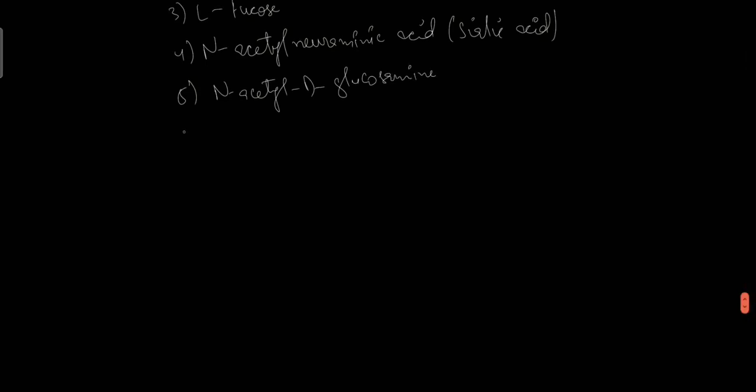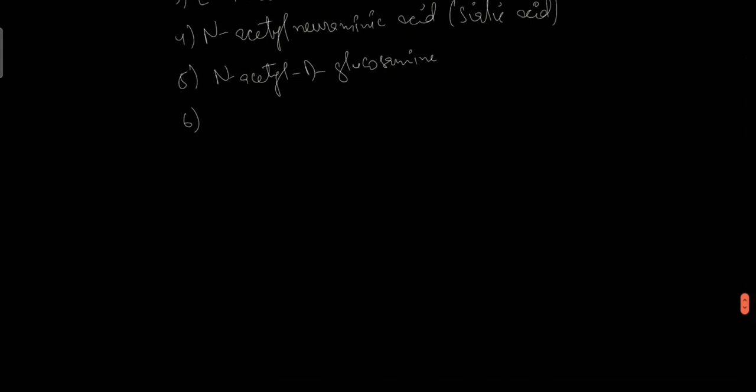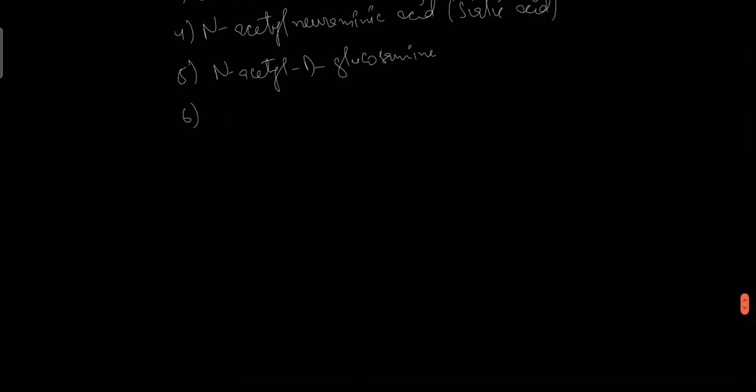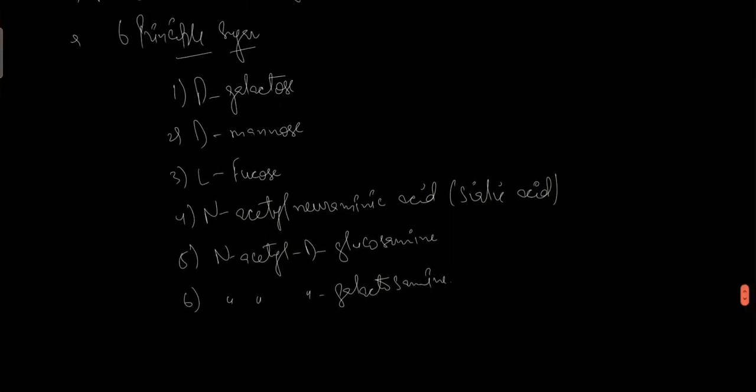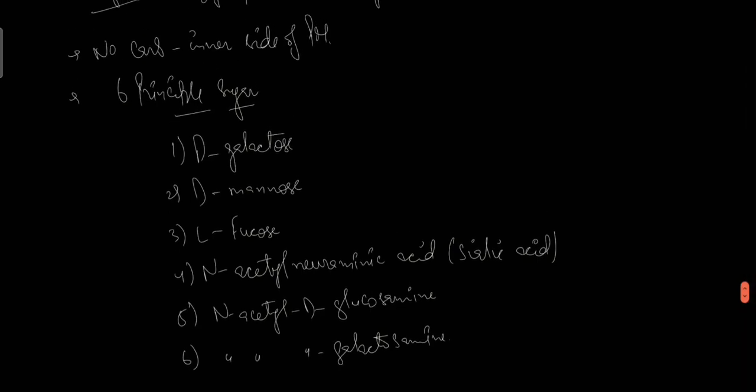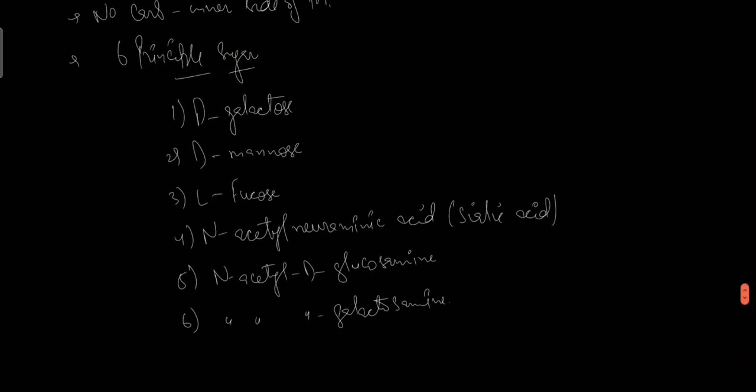And the sixth is N-acetyl-D-galactosamine. So these are the 6 sugars that will form all the oligosaccharides present in the plasma membrane. They can form any combination. This will combine with this, will combine with that, and so on, in various combinations. The possibilities of forming oligosaccharides will be 2 raised to the power 6.